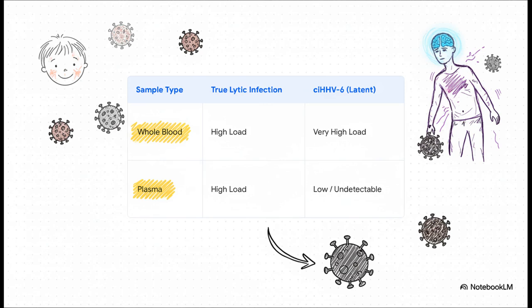Well, thankfully, there's a clever way. It all comes down to the sample type. In a true active infection, the virus is replicating like crazy and spitting out new particles into the bloodstream. So you'll find high viral loads in both whole blood and in the cell-free plasma. But with CIHHV-6, the viral DNA is locked away inside the cells. So you'll see a super high load in whole blood, but the plasma, it'll be low or maybe even undetectable. That's why testing both samples in parallel isn't just a good idea, it's absolutely critical.